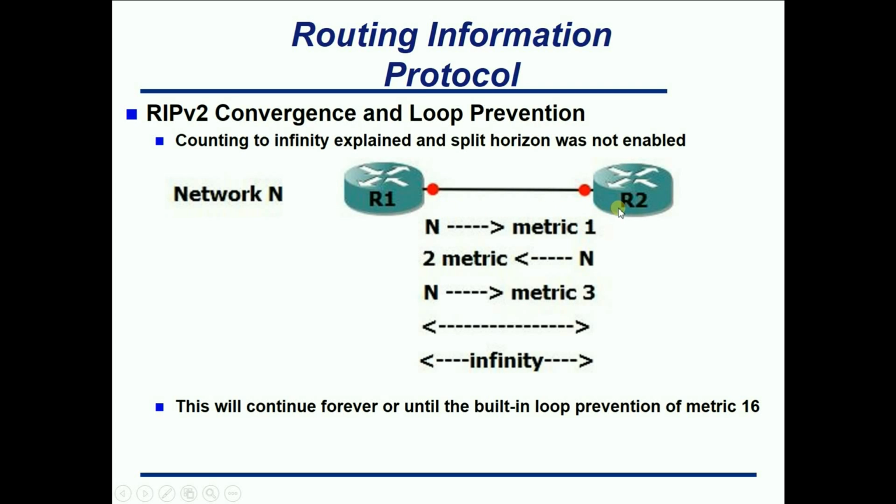Router 1 will then send it back to router 2 with a metric of 3, 4, 5, 6, and this counts to infinity. If there wasn't an actual number for infinity, then it would actually go up to infinity. However, it's only going to go up to 16, and that's where it stops. It stops the loop.